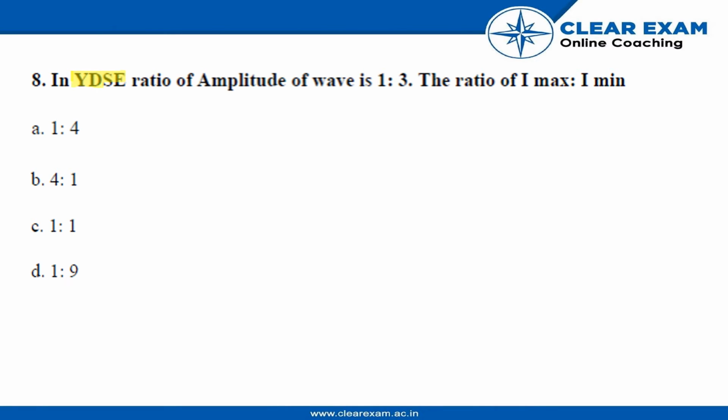Okay. So in this question we are given the amplitude of a wave. It is in the ratio 1 is to 3. So the ratio of amplitude of wave is 1 is to 3, and we have to find the ratio of Imax to Imin. So let's move on to the solution.